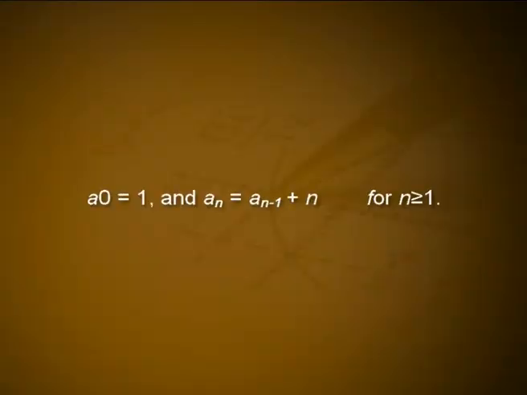Problem. Solve the recurrence relation system a_0 is equal to 1 and a_n is equal to a_(n minus 1) plus n for n greater than or equal to 1. Let G(x) is equal to summation n is equal to 0 to infinity a_n x raised to n be the generating function. The given relation is of degree 1.